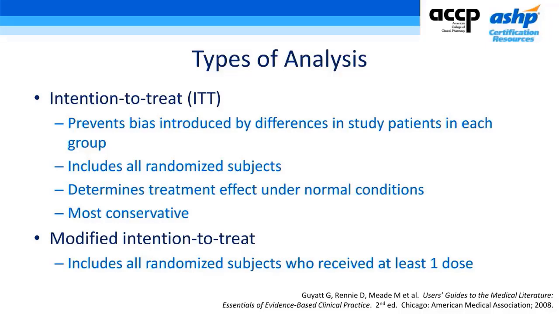The next one is modified intention to treat. And this analysis includes all randomized subjects who received at least 1 dose of study medication. So the difference between modified intention to treat and intention to treat is that for modified intention to treat, the subject had to have received 1 dose of study medication. Additionally, the subject data are grouped according to what the treatment the subject was randomized to, not necessarily the treatment that they received.